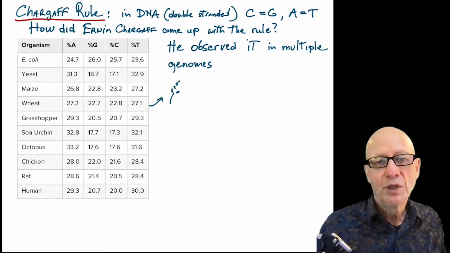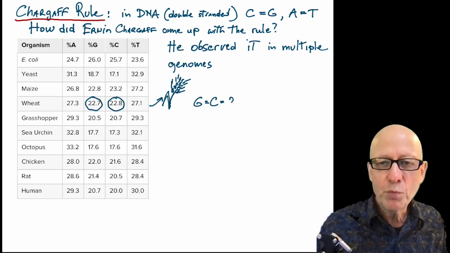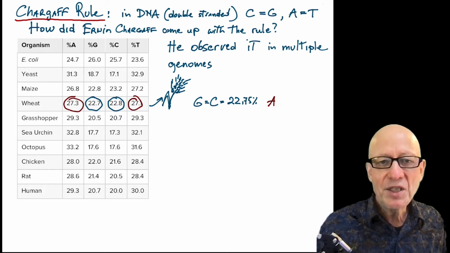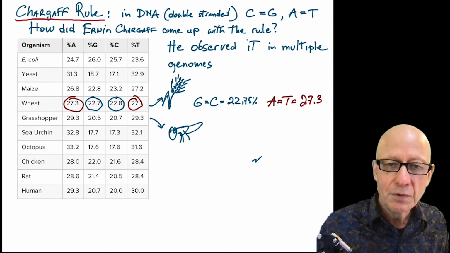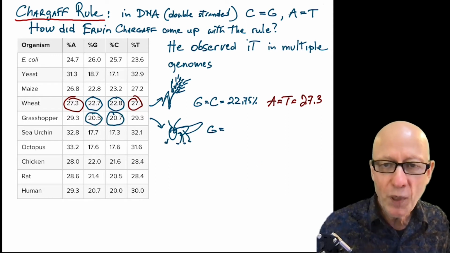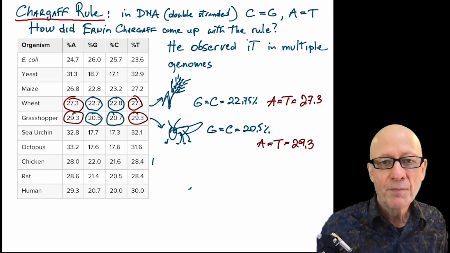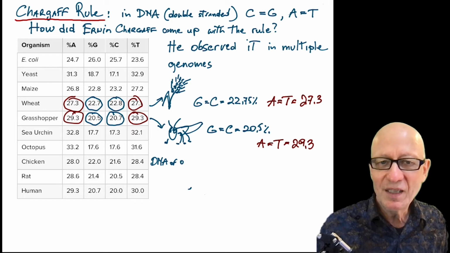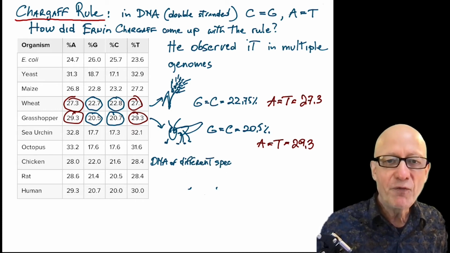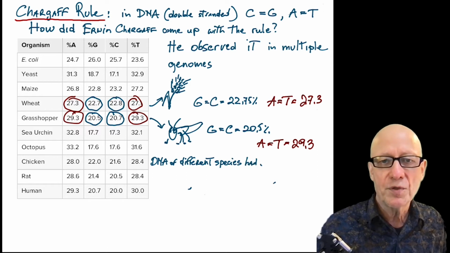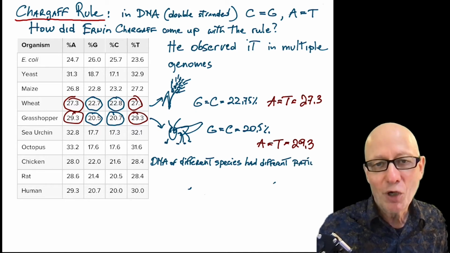For example, in wheat, G and C are both about 22%. A and T are about 27%. In grasshopper, G and C are about 20%, A and T about 29%. If you study this table, you can see another discovery by Chargaff. The DNA of different species has different CG to AT ratios. That is, different CG content.